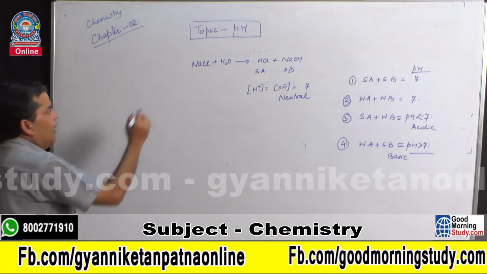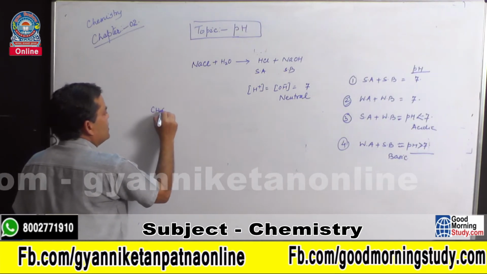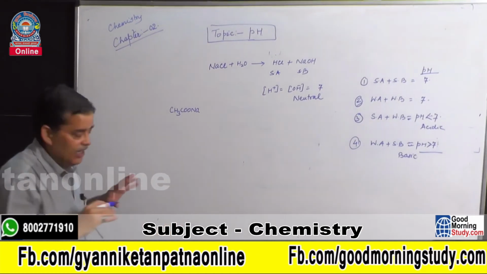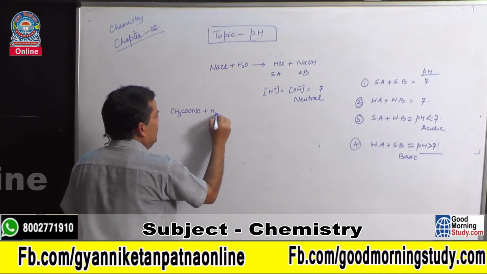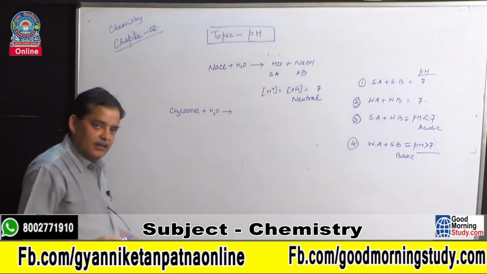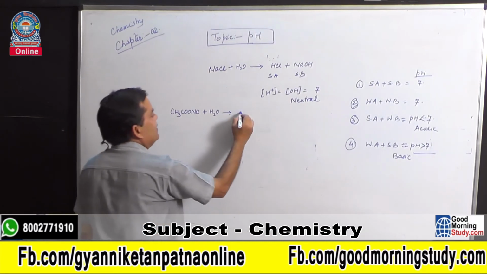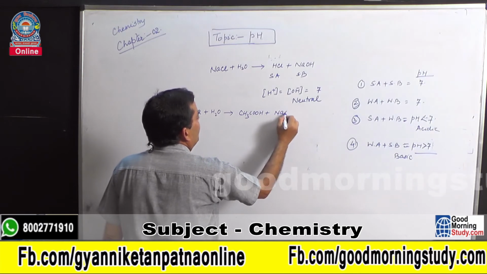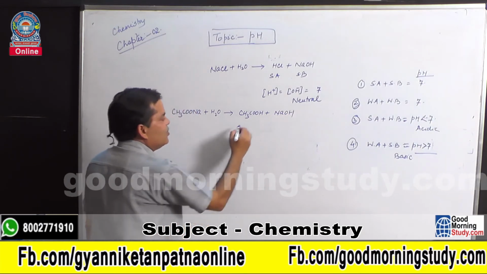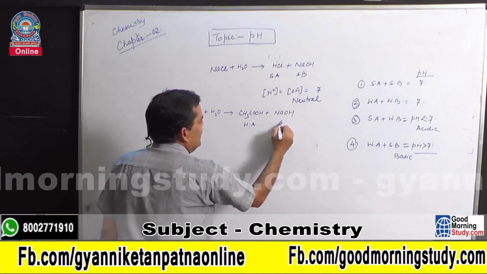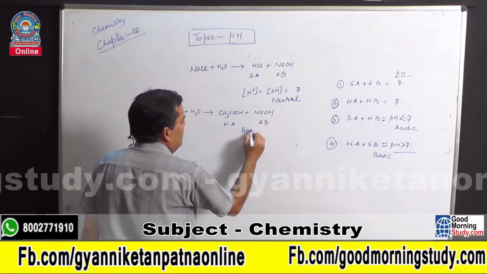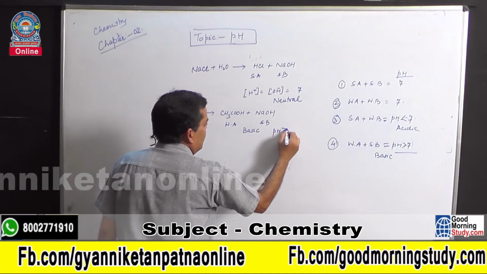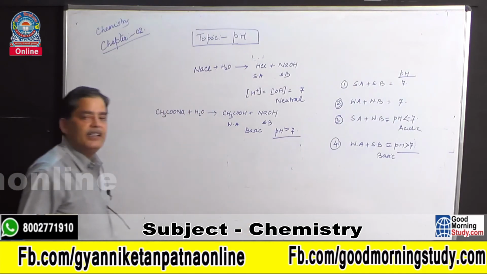Is it clear? Another example you can take, suppose CH3COONa. What we have to do? We have to dissolve the salt in water and get the corresponding acid and base. The corresponding acid and base will be CH3COOH plus NaOH. CH3COOH is a weak acid, NaOH is a strong base. So the solution will be basic. As a result, the pH will be greater than 7.